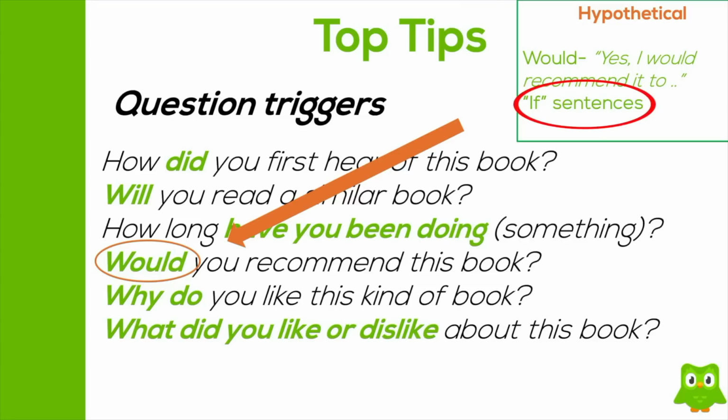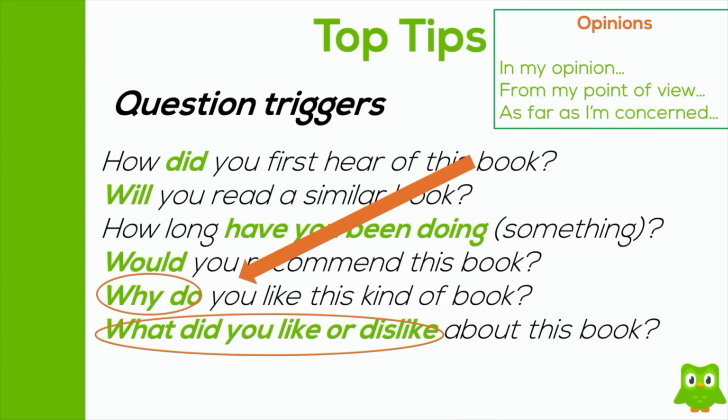You could also use if sentences here too, because if sentences are hypothetical. So a simple answer would be, sure, if someone asked me about this book, I would recommend it. So definitely pay attention for the would questions. And the last 2 are opinion questions. For example, why questions, or what do you or what did you like or dislike about something? These questions expect you to share your opinion, so you should use opinion phrases like, in my opinion, from my point of view, as far as I'm concerned.